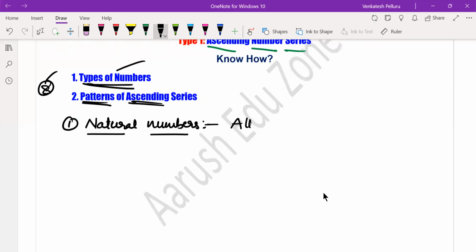All counting numbers, or all numbers used for counting, are said to be natural numbers except 0. The only exception is 0. If you include 0, we call them whole numbers.